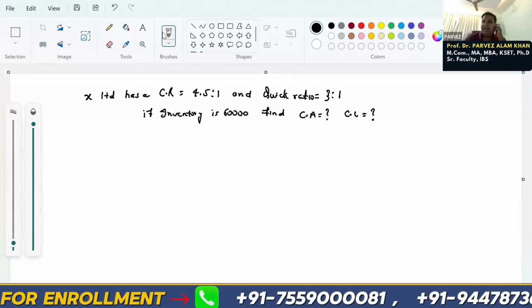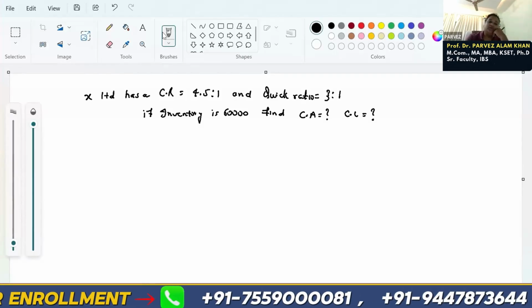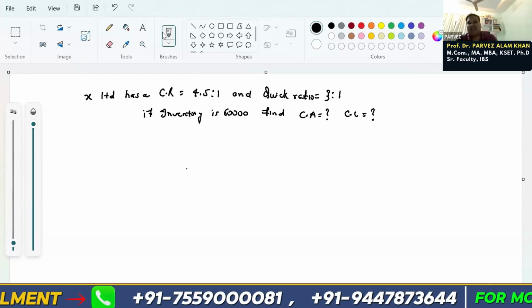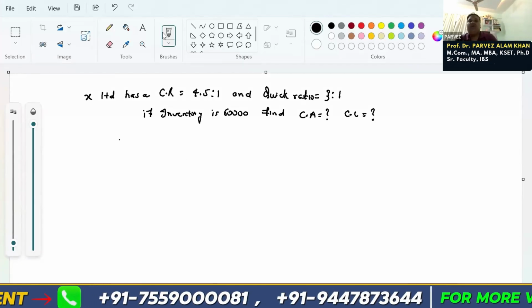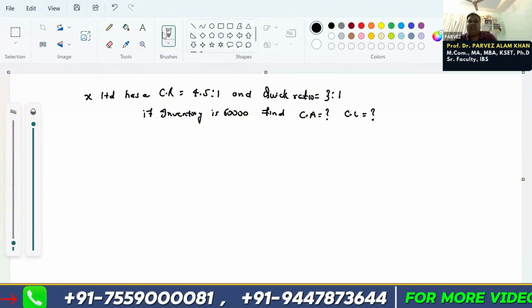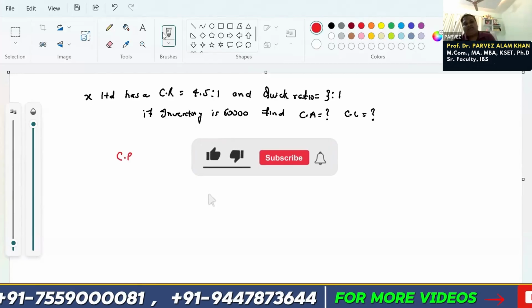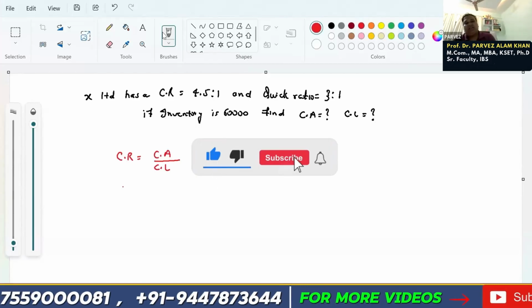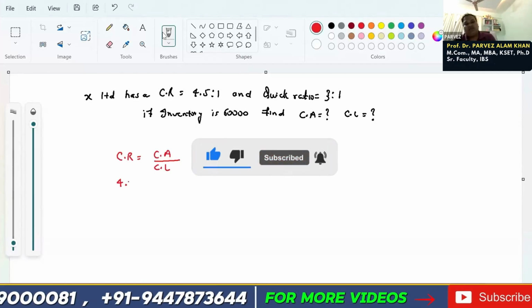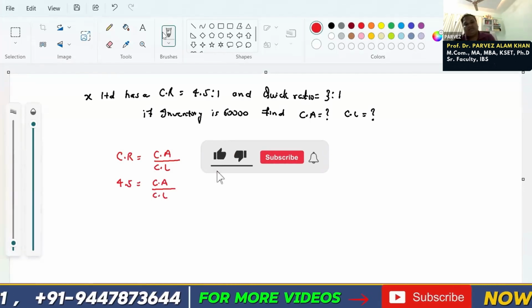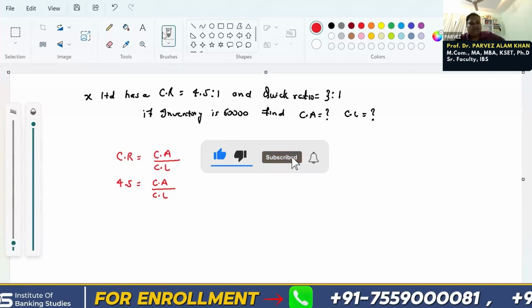If they give any question like this, how can we make use of the formula and find out current asset and current liabilities? So how are we going to solve it? If you see current ratio, what is our formula? So current ratio, how much can I write? Can I write 4.5? Can I write like this?